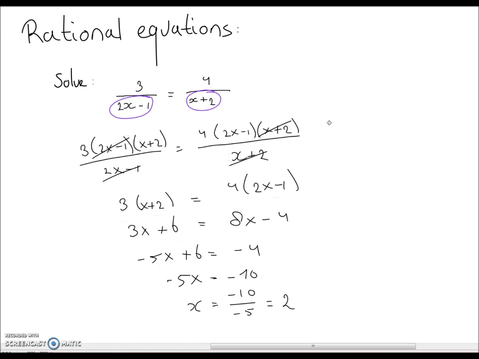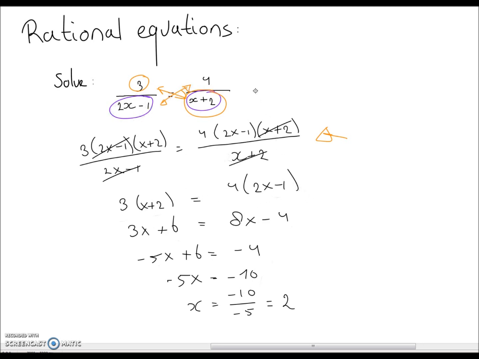Note that this step, where we multiplied with the denominators and then divided out the denominators which it had in common, can be skipped by using cross multiplication. Cross multiplication means that we multiply the numerator from the first fraction with the denominator of the other fraction. So 3 times (x plus 2). And we multiply the numerator of the other fraction with the denominator of the first fraction, 4 times (2x minus 1).